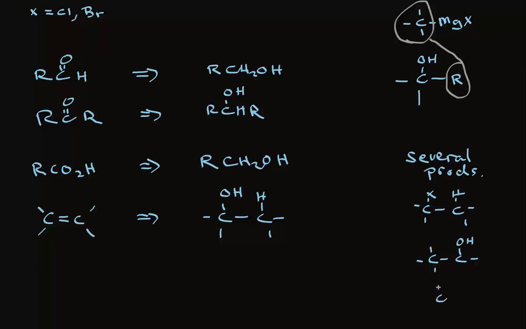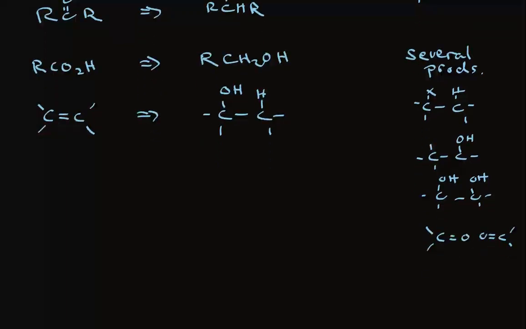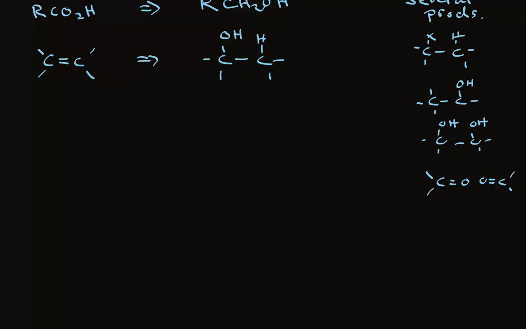diols, by addition, and cleavage to carbonyl compounds. Those are all kinds of things that alkenes are used for. All are products that you can make from alkenes.